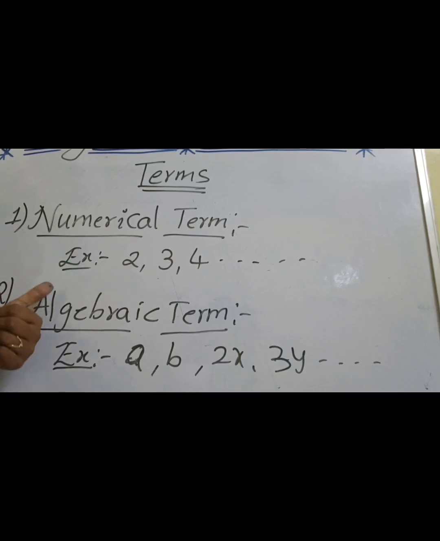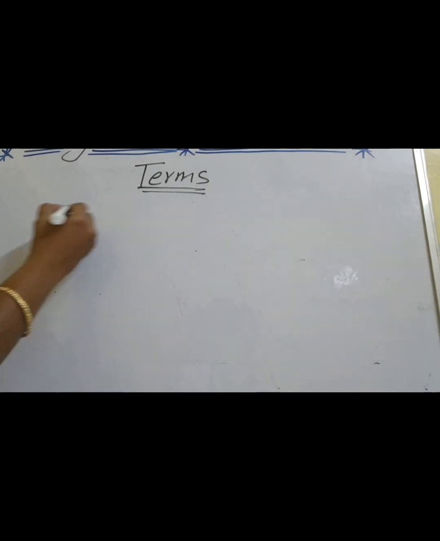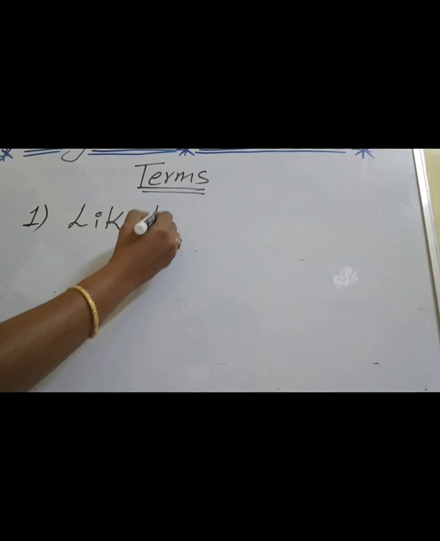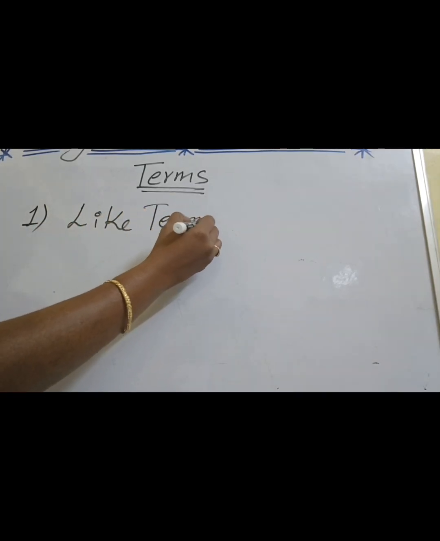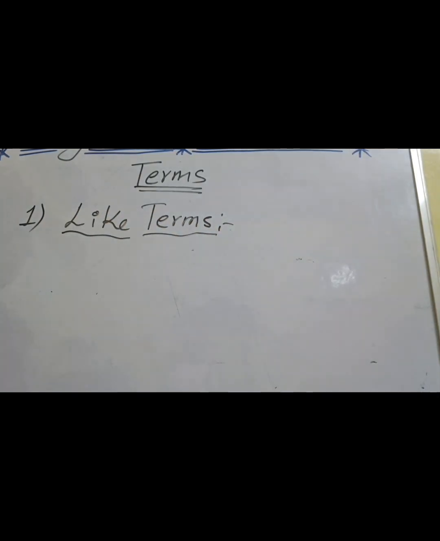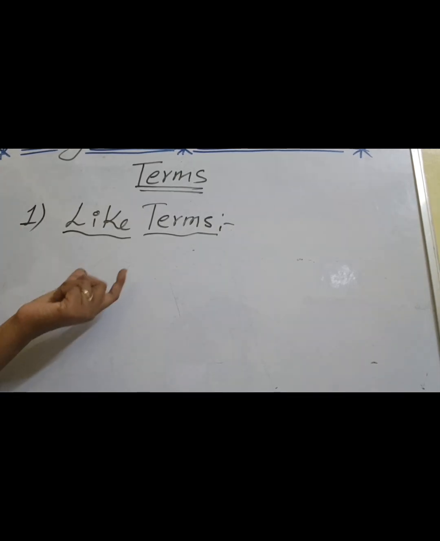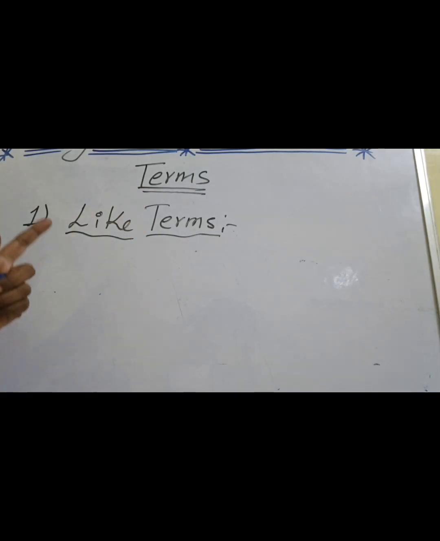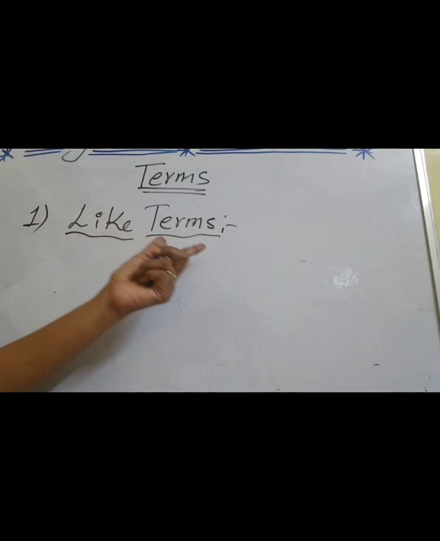Those are like and unlike terms. Next, two more types of terms: like terms. In general, what is the meaning of like? Like is nothing but similar, right? Here, the terms are similar when the terms having a variable and exponent are similar. Then those are called like terms.